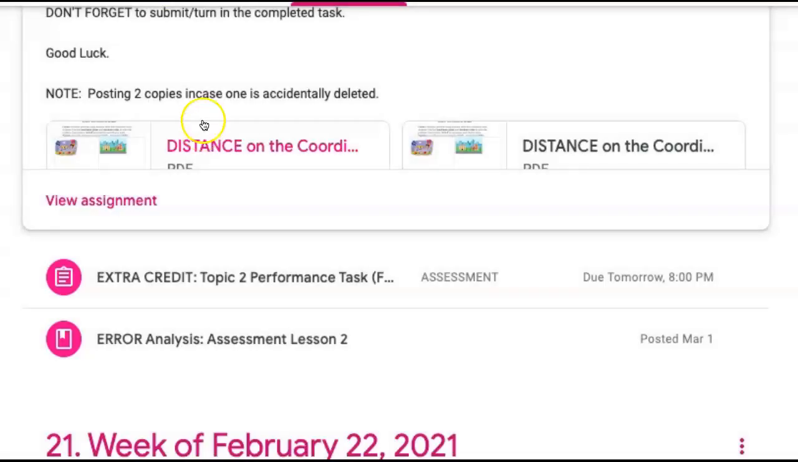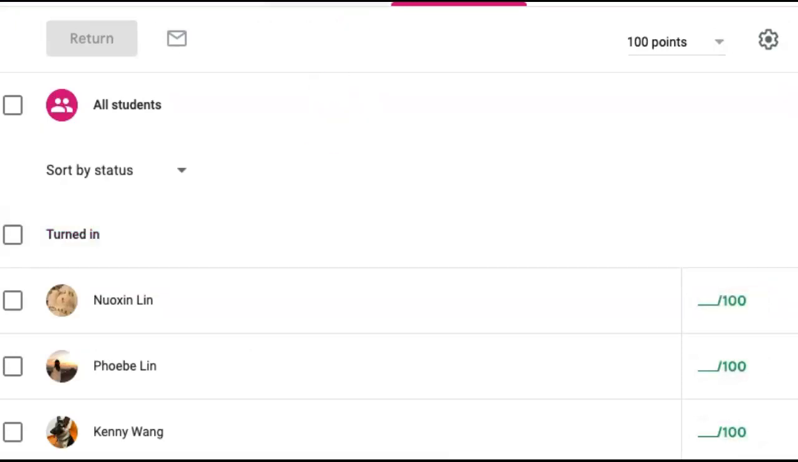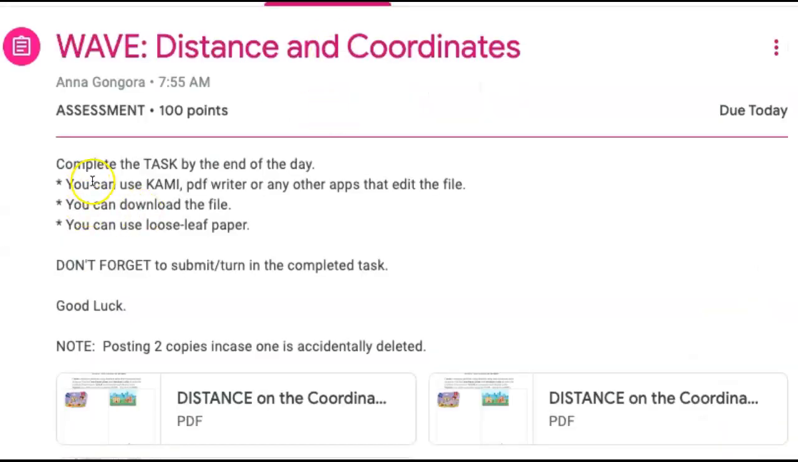It's okay. So if I go back to the assignment, for the instructions, I said you complete the task by the end of the day. Okay, you may ignore that. You could do it until tomorrow. So you could use Kami, PDF Writer, or any app that you could edit the file with. You could download this paper and write over it, take a picture, and send it to me. You could also use Lucid paper. You just solve it in Lucid paper. Just make sure you do it organized. And then don't forget to turn it in by taking a picture or submitting it to me.